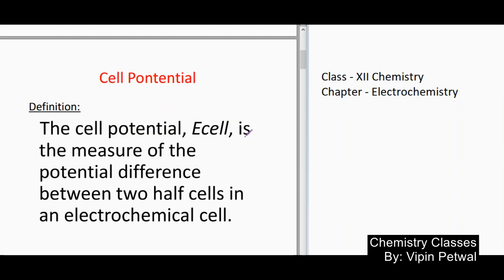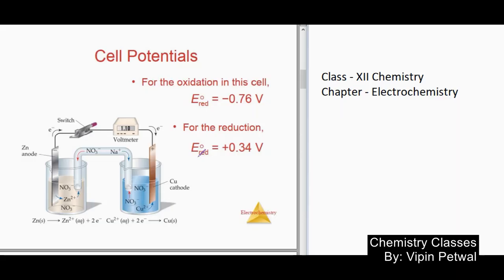Its simple definition is: the cell potential, which is represented as E cell, is the measure of the potential difference between two half cells in an electrochemical cell. So what does it mean? Simply, this cell potential is the potential difference between these two half cells.